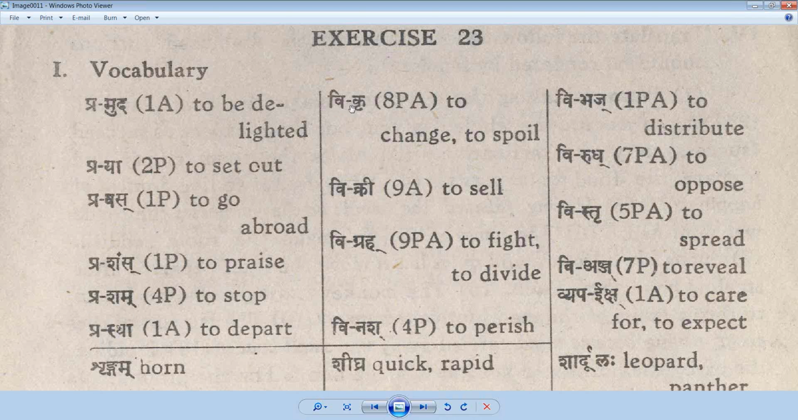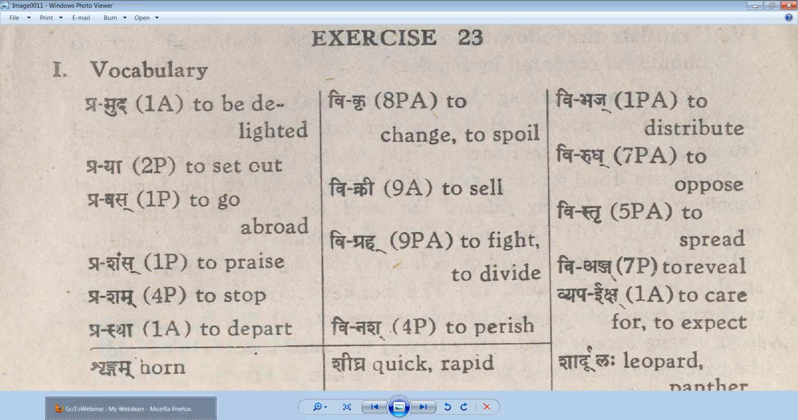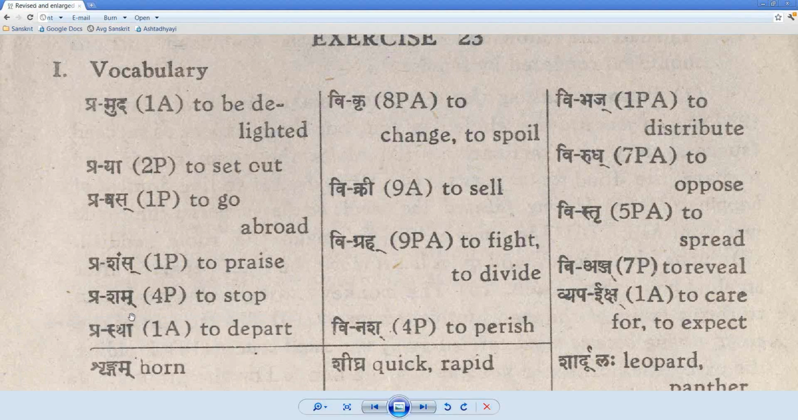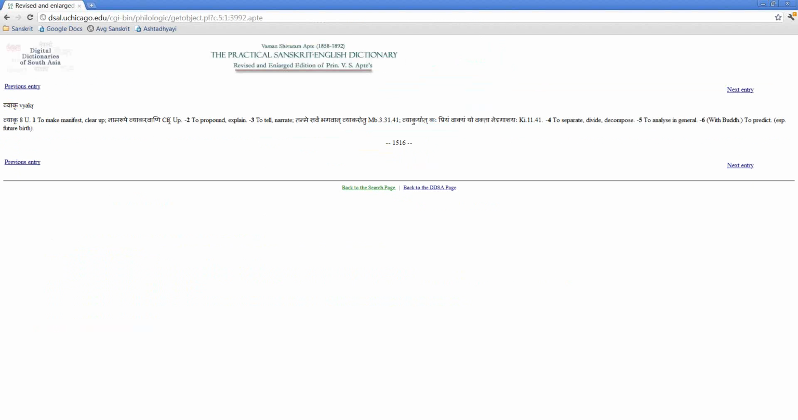Prasham. Then vikru. In fact, vyakaranam. Vyakaranam is not to change or spoil, but to explain, basically to explain words. Vyakru. In fact, when you look at the Apte dictionary, he lists these with the upasargas. When you want to search in Apte, you can search directly, for example, vyakru, to parse, to explain, to decipher. So vyakritihi is to make manifest, to clear up, to propound, to explain, to tell, narrate, to divide, to decompose. So that's vyakaranam.